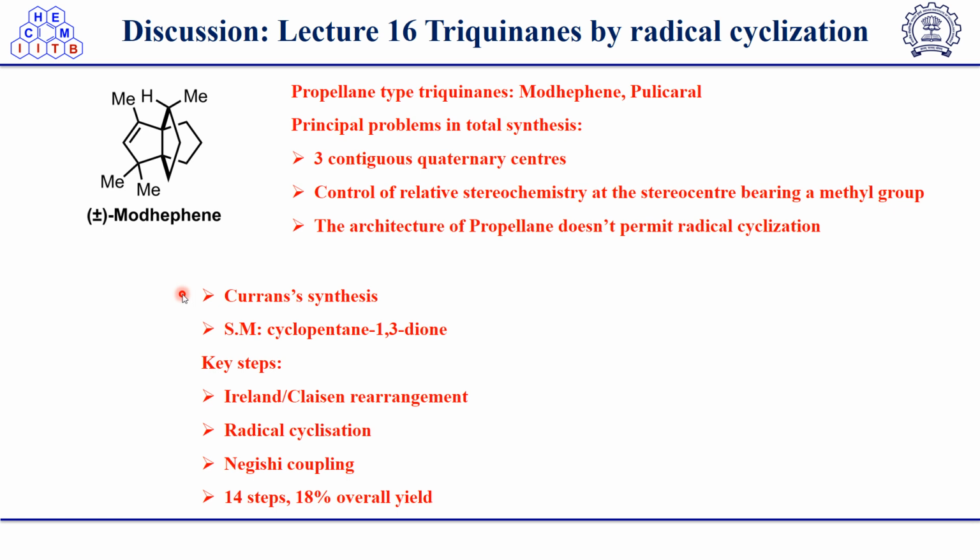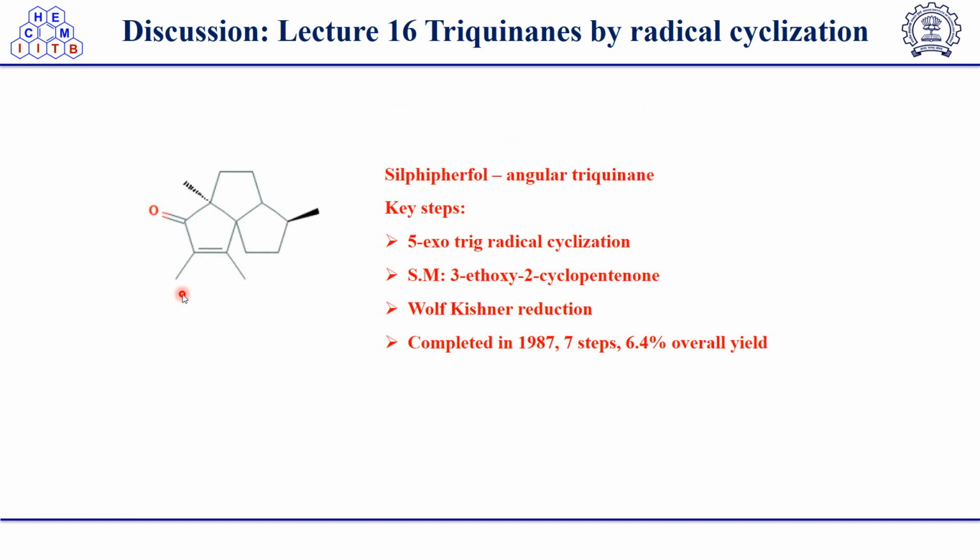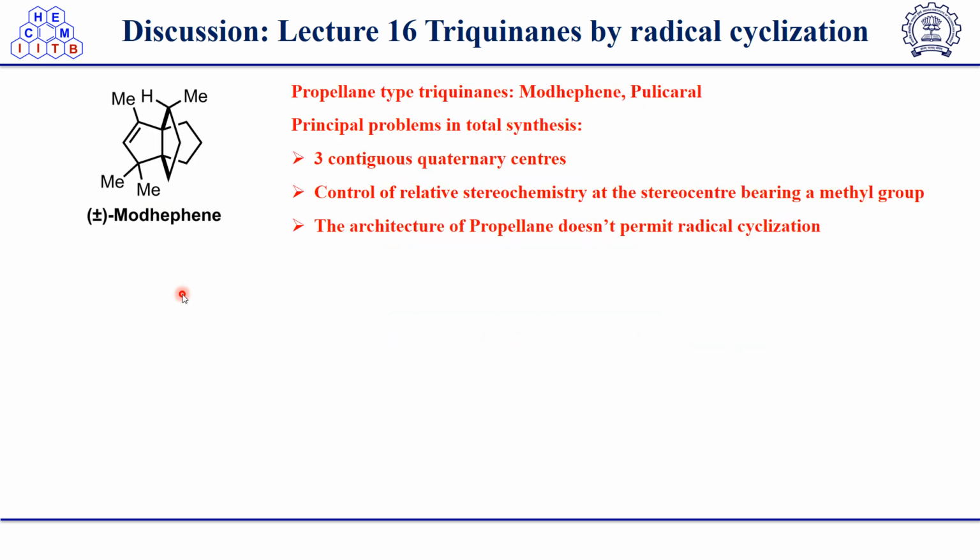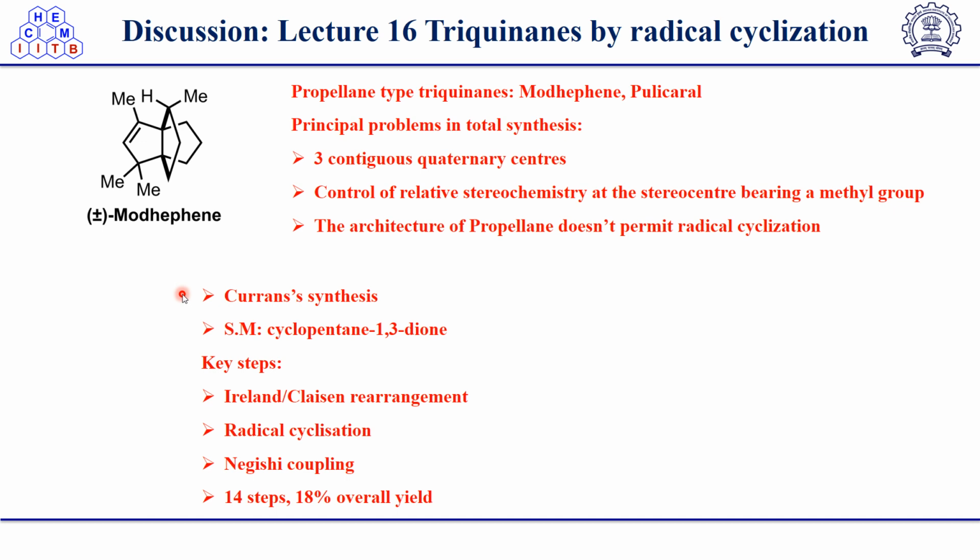We saw several named reactions in this synthesis. First was the Wolff-Kishner reduction for sulfiperfolene, and then we saw the Ireland-Claisen rearrangement and Negishi coupling in the case of modhephene. So we will discuss the mechanism of these named reactions.